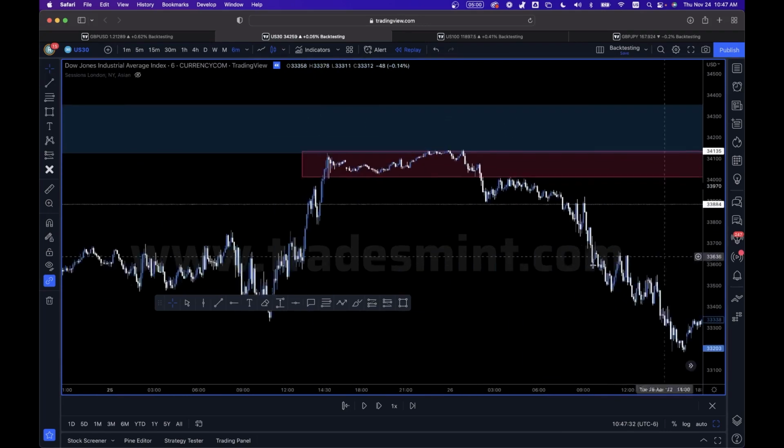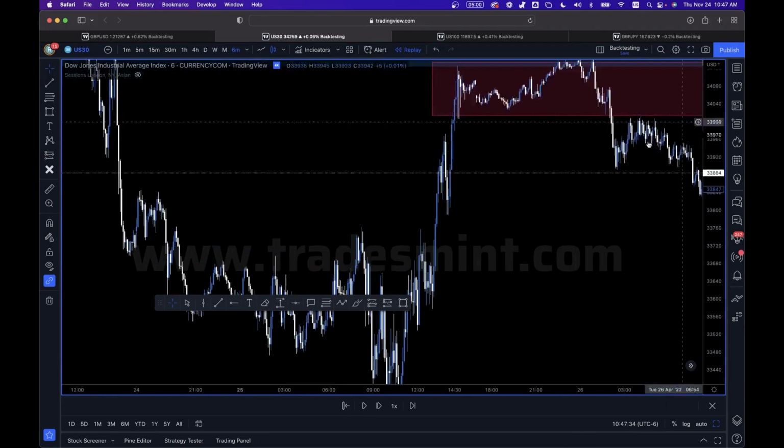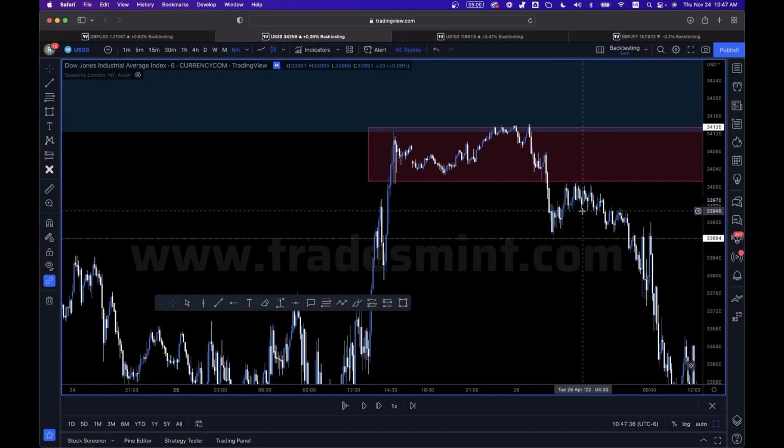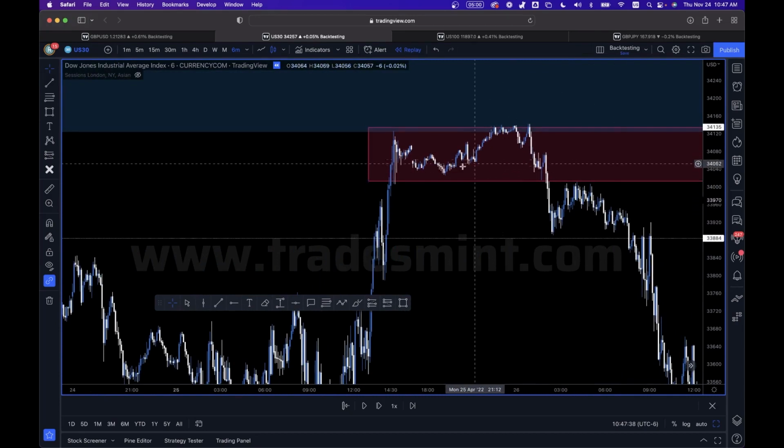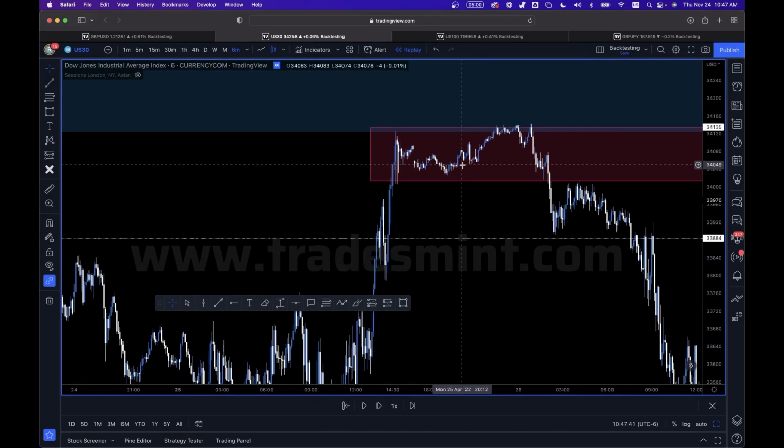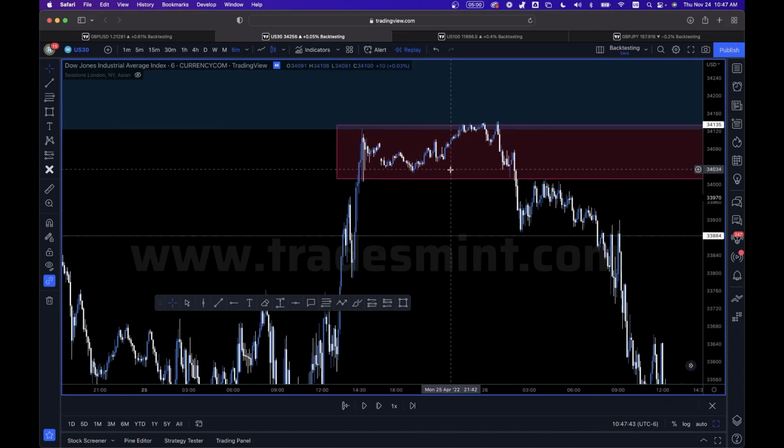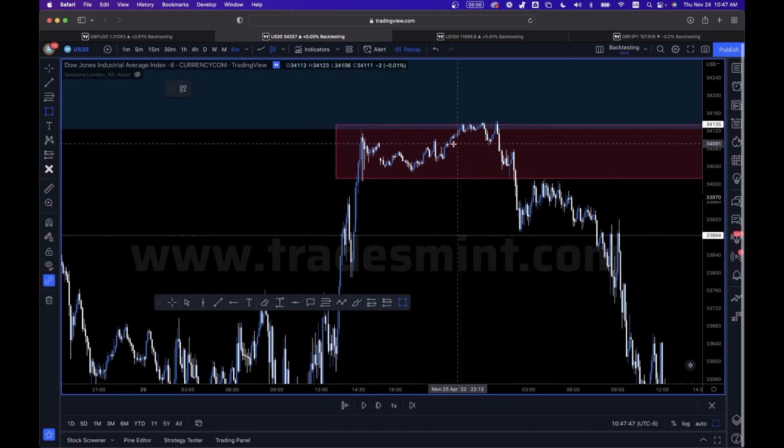We want to be looking at the lower time frames. With the indices, 5-minute, 15-minute candles. Okay, 5-minute, 15-minute candle, 5-minute break of structure. So this is the 6-minute. I'm looking at the 6-minute right here because I can't get into the 5-minute because of data.